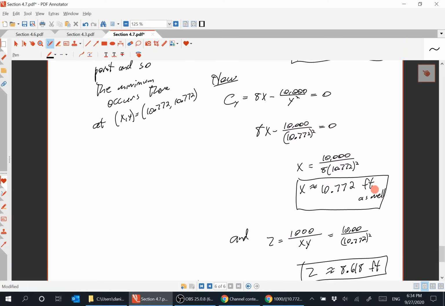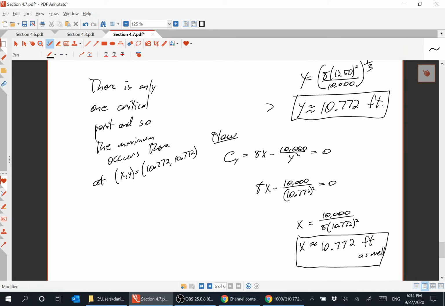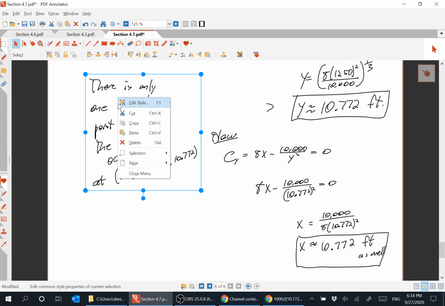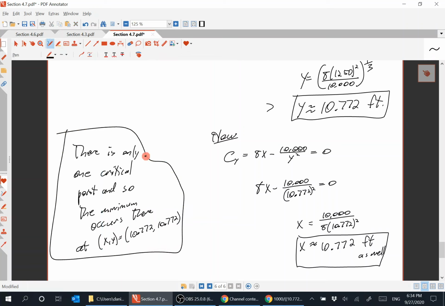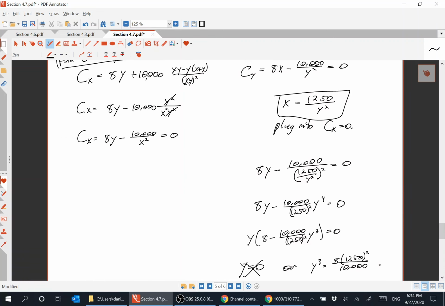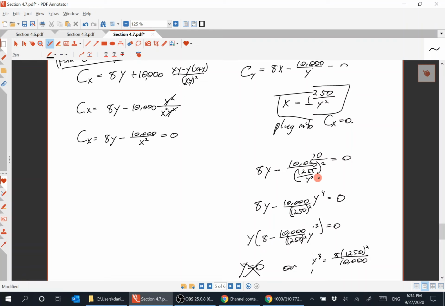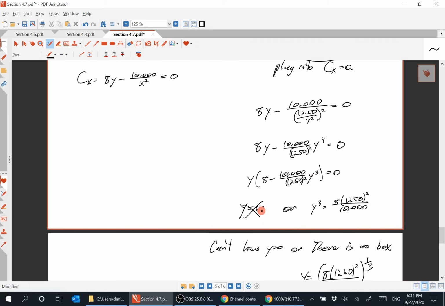What is the height of that box? Oh, that was down here. So we got one answer for y and one answer for z. And so you only get one critical point. Right, in finding the critical point, we set the partial derivatives equal to 0, and we got a couple equations. And then we came down here to solve that equation. Right, so here we have y is equal to 0, or y to the third is equal to this.